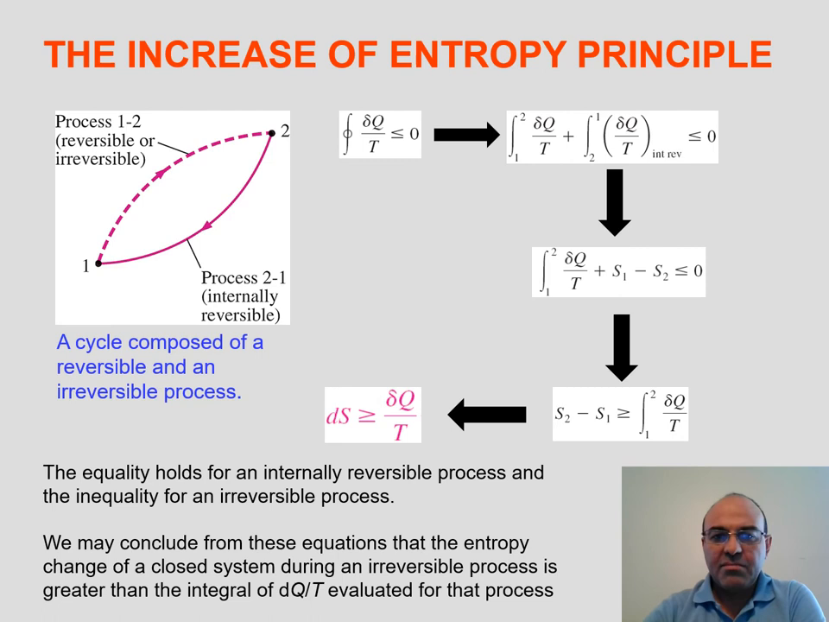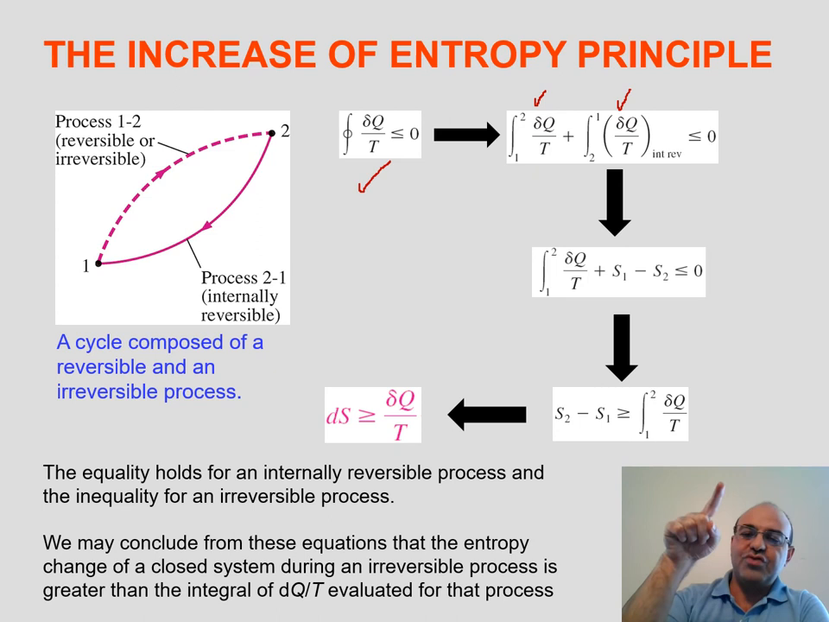Now if we break down this cyclic integral, from 1 to 2 it is just a general process, so we can only write it as the integral from 1 to 2 of delta Q over T, plus the integral from 2 to 1 of delta Q over T, but this time it's internally reversible. This integral plus this integral is equivalent to the cyclic integral, because when you go from 1 to 2 and then come back from 2 to 1, you complete a cycle. And this must be smaller than or equal to 0.